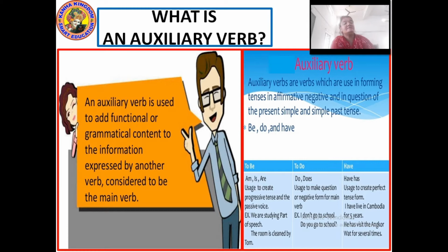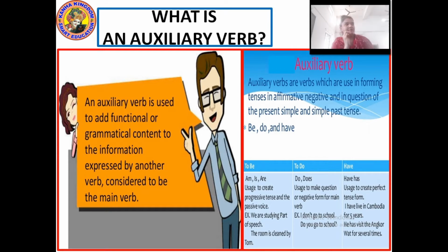And if I change it in a question form, then: do you go to school? So do and does are used in the sentence to make questions or negative forms for the main verb. For have, it is have and has. Have and has are also auxiliary verbs.